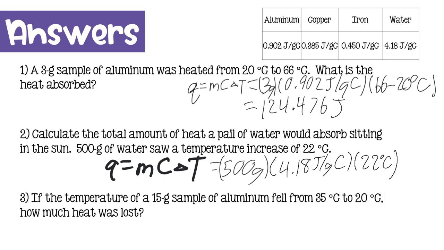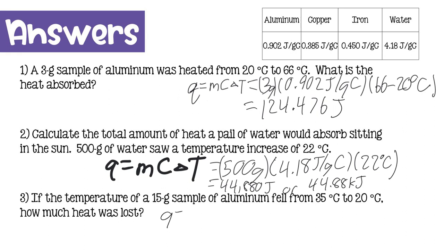Now let's type all this in the calculator, and you will get a total of 44,880 joules, or 44.88 kilojoules. Now let's do number 3. The temperature of a 15-gram sample of aluminum fell from 35 degrees Celsius to 20 degrees Celsius. How much heat was lost?